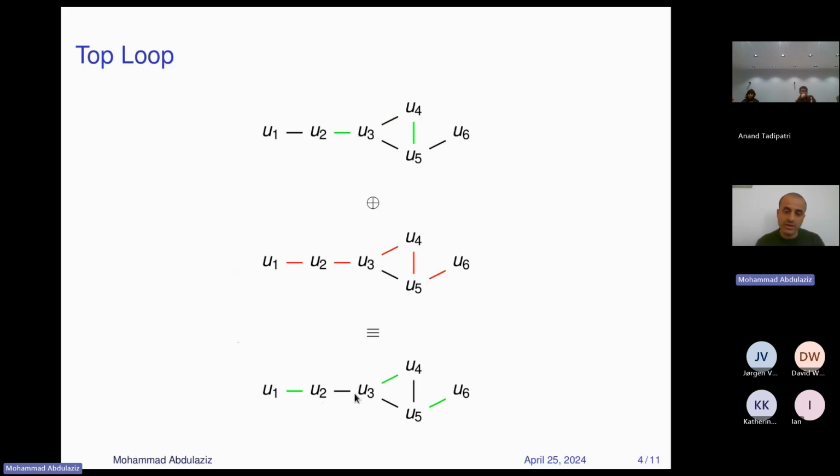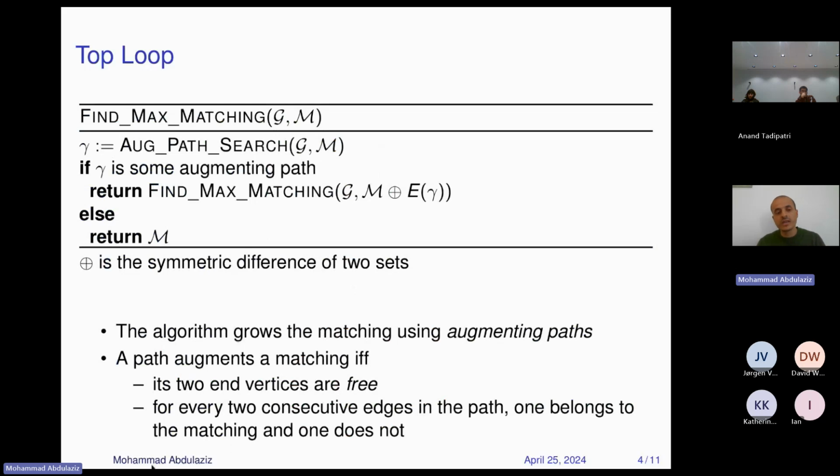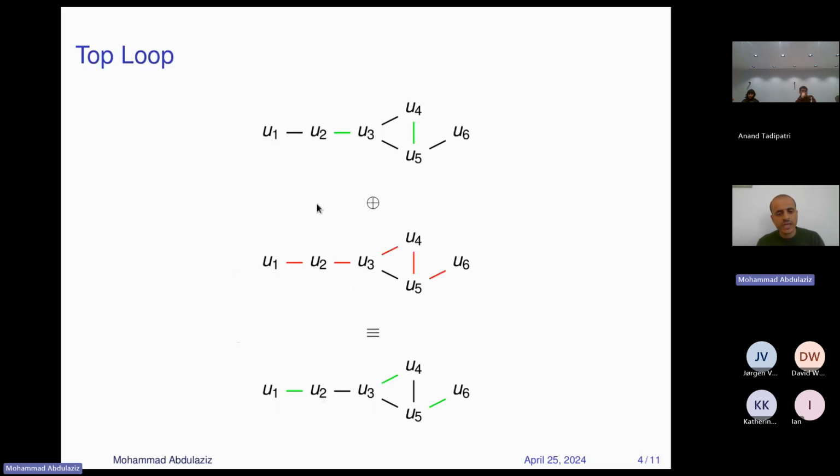And it should be clear, if you think about it for a little bit, that the new matching will always be one edge bigger. So that's how you grow your matching. You keep looking for augmenting paths until you no longer find one, and as long as you find augmenting paths, your matching will be bigger by one edge. Okay, so this is the main idea.